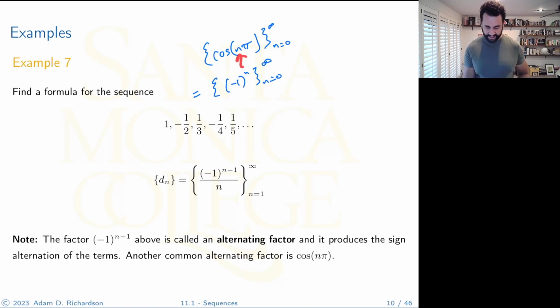As long as n is a positive integer or non-negative integer, cosine of n pi will either be 1 or negative 1. If n is an even number, it'll be 1. If n is an odd number, it'll be negative 1. And that's exactly the same result that you get from this sequence. So these two sequences are interchangeable, and we're going to see that happen a few times in this course.